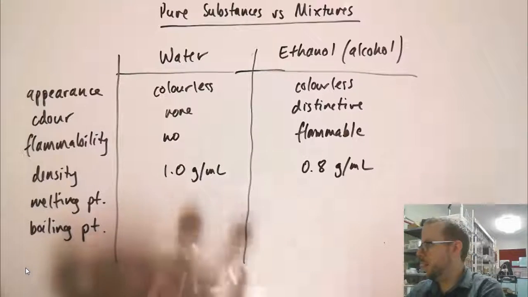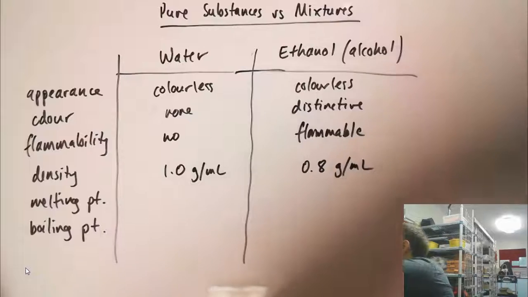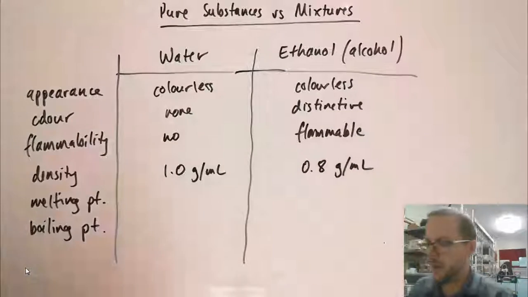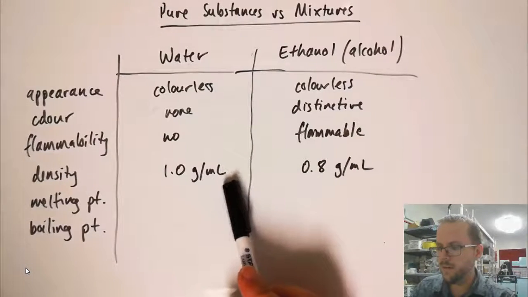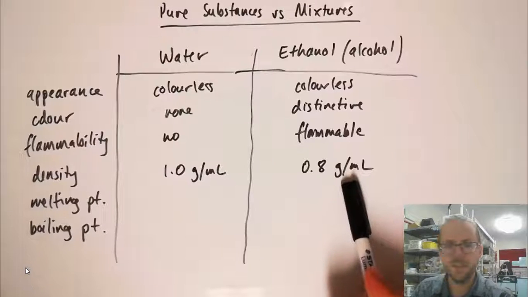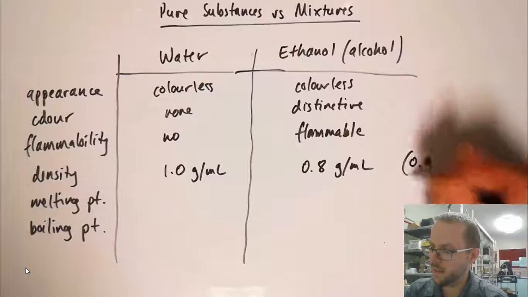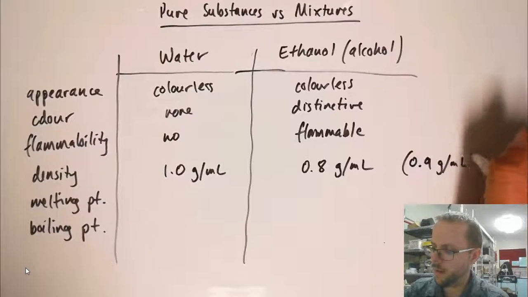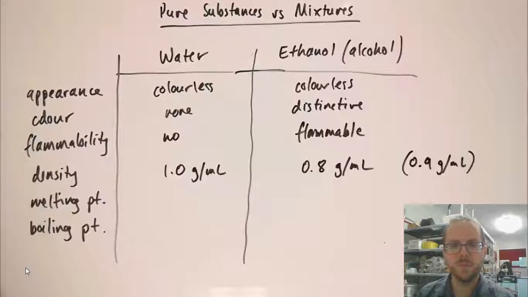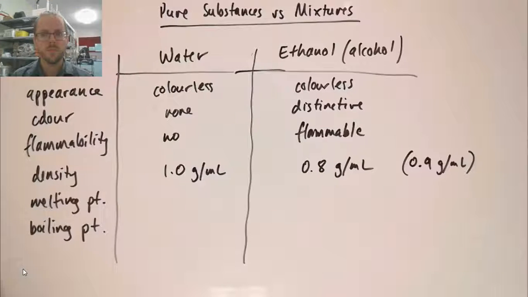Okay, so if I get 50 of half of this and half of this, it's quite reasonable for us to expect that its density might be around about 0.9 grams for every mil. Okay, so it's somewhere around about in between. So the mixture of the two liquids is behaving a little bit like that.